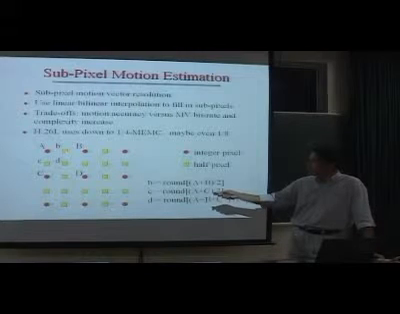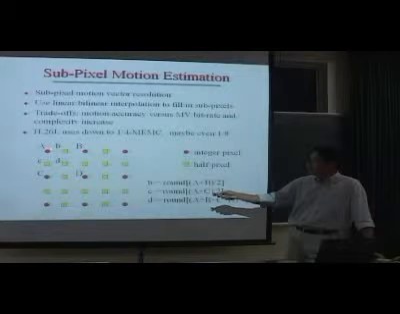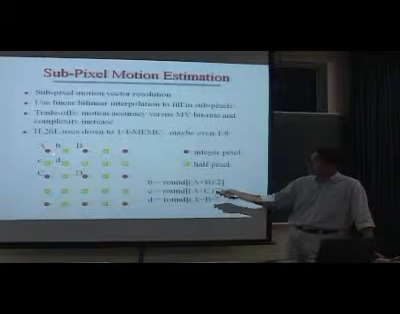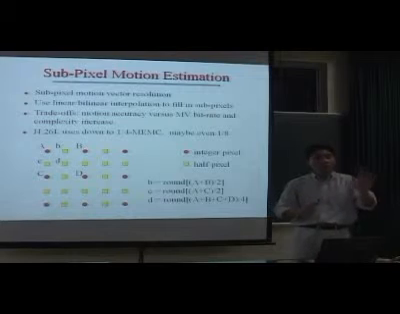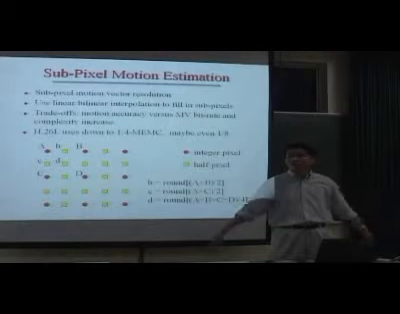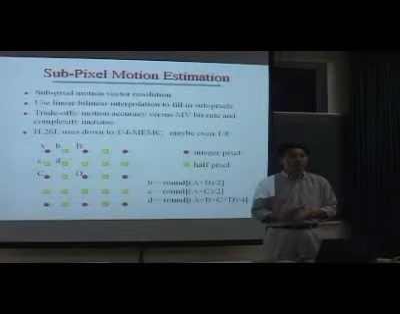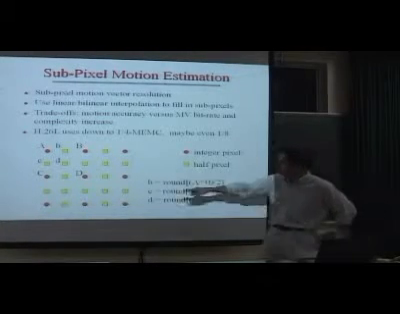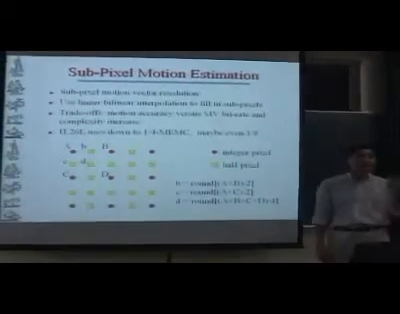So these are the pixel values. You get this pixel here by taking the average of A and B. Okay? You get this pixel here by taking the average of A, B, C, and D. You take the pixel here by taking the average of C and D. And you do motion estimation on this bigger frame. So that's all there is to it. Understand? Okay? So that's how, if your block happens to sit right here, here, here, here, here, then you actually have half pixel motion.